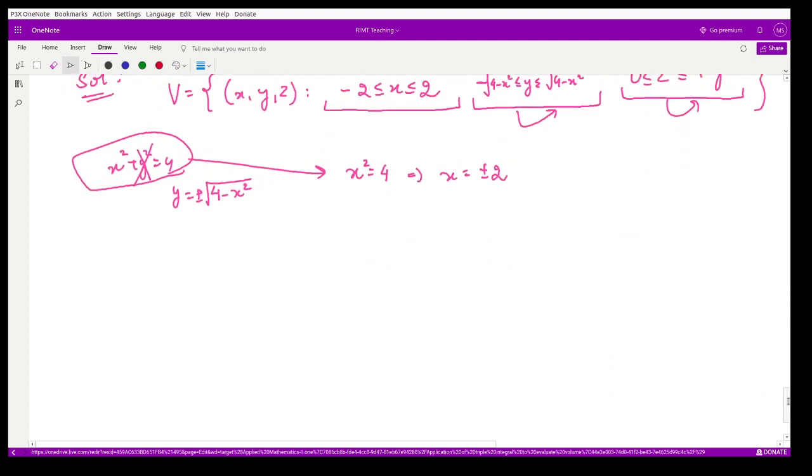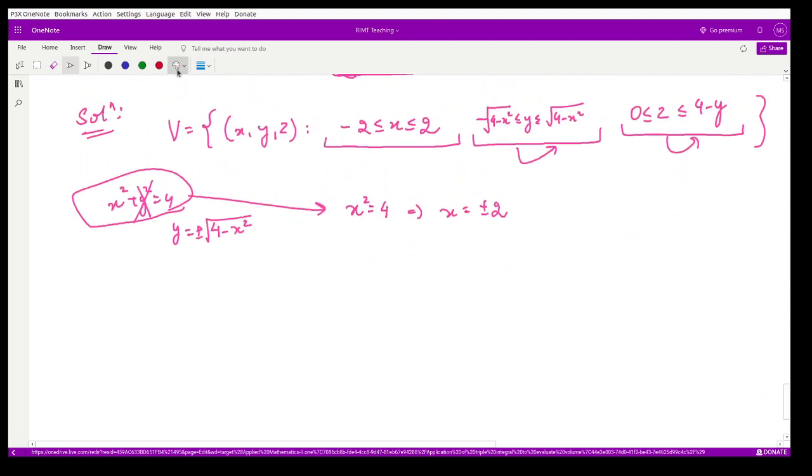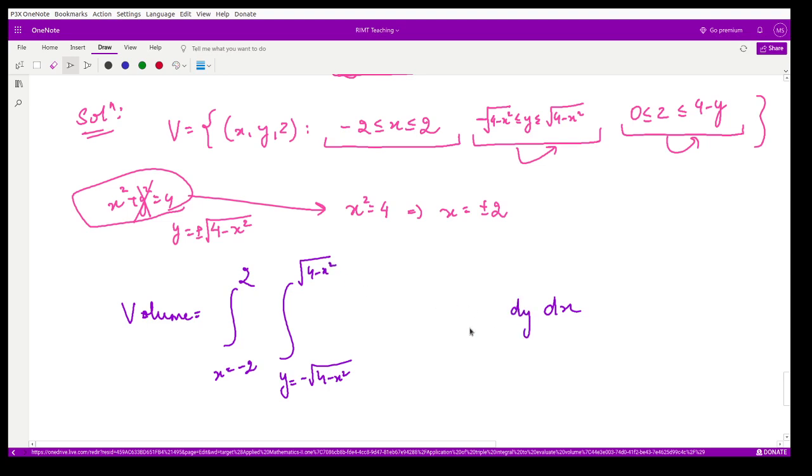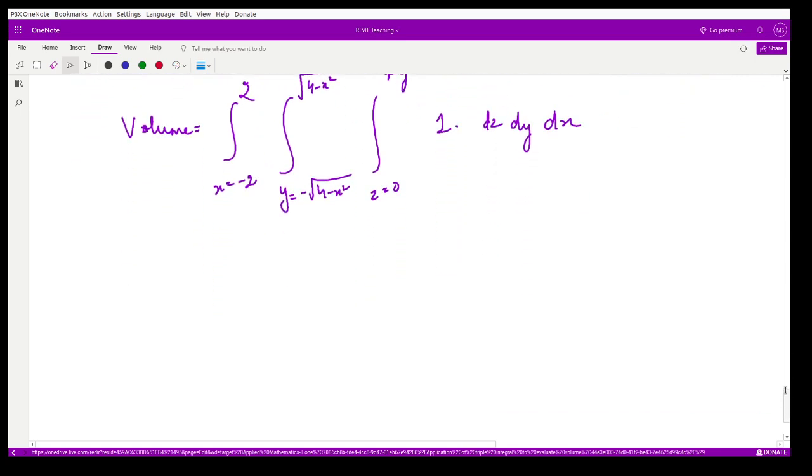Once you have the limits, what is your volume? Your volume in this case becomes equal to the integral with x varying from minus 2 to 2 dx, and then the limits of y varying from minus square root of 4 minus x square to square root of 4 minus x square dy, and then the integration with respect to z, that is 0 to 4 minus y, of the function 1. So this is what we are required to calculate here.